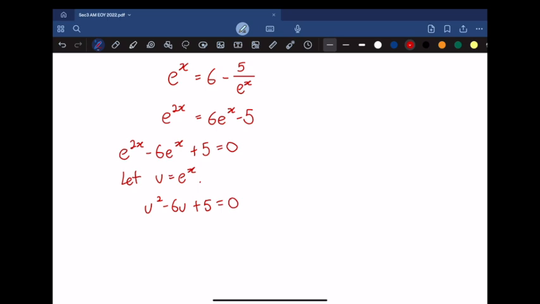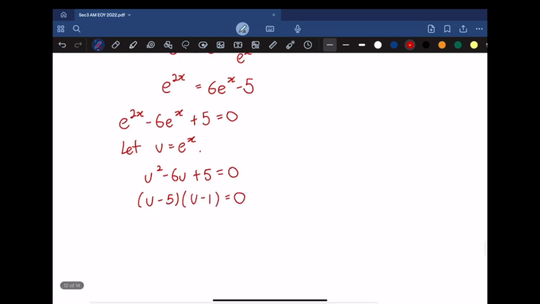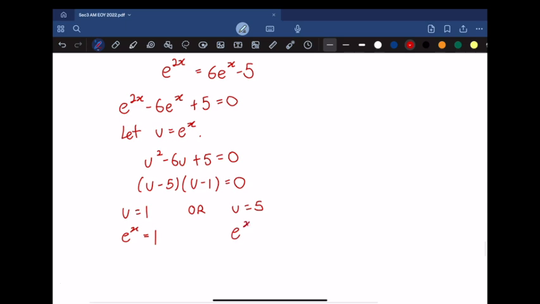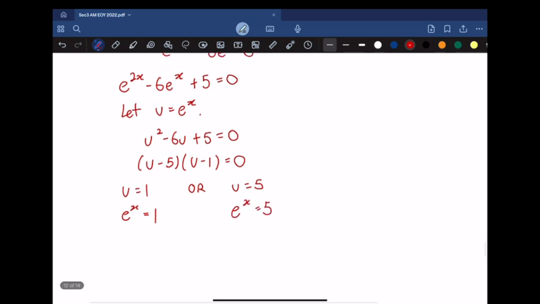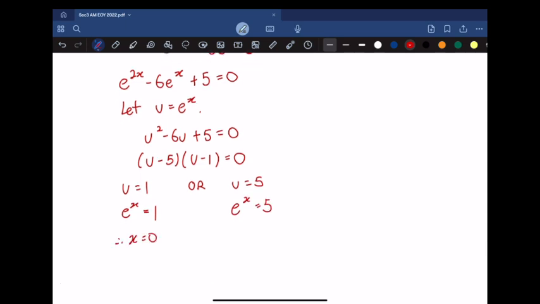What I just need to do from here is to simply solve this equation by factorization. So therefore, u minus 5 and u minus 1 equals 0. Therefore, u equals 1 or u equals 5, which gives me e^x equals 1 or e^x equals 5. When e^x is equal to 1, therefore x is simply equal to 0.